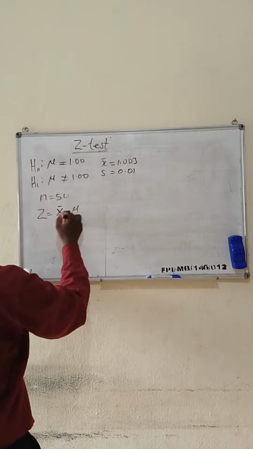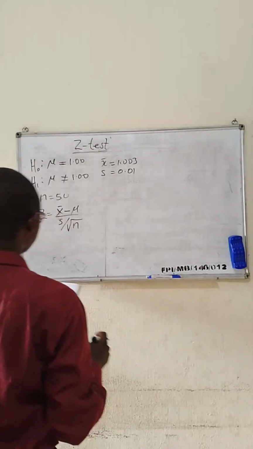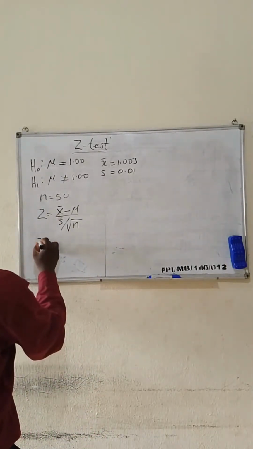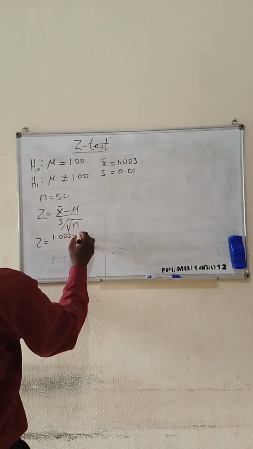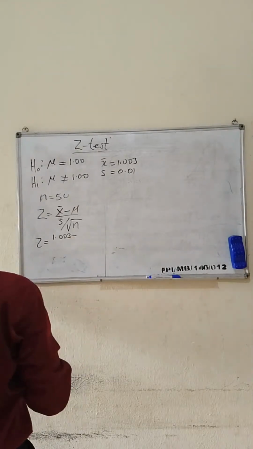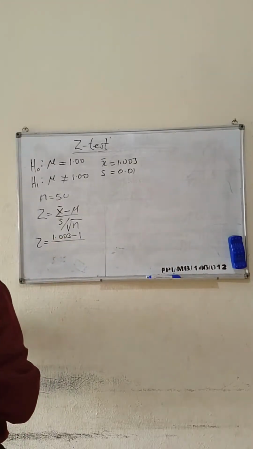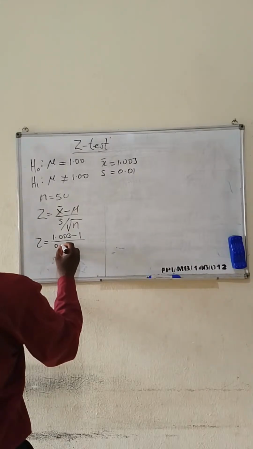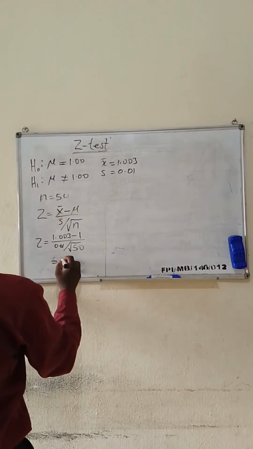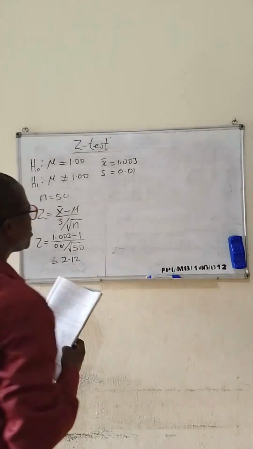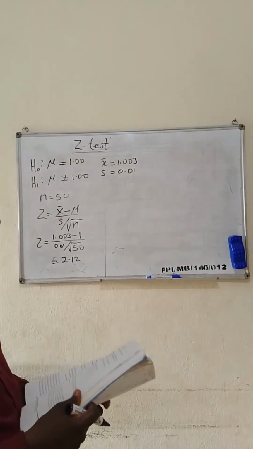Z equals X bar minus mean divided by S divided by square root of n. So if you substitute these values, you have Z equals 1.003 minus 1, divided by 0.01 over square root of 50. And the answer is 2.12. Now, because we are dealing with a two-tail test, when we go to check the table, we also bear that in mind.